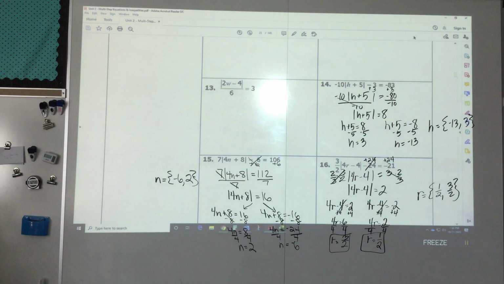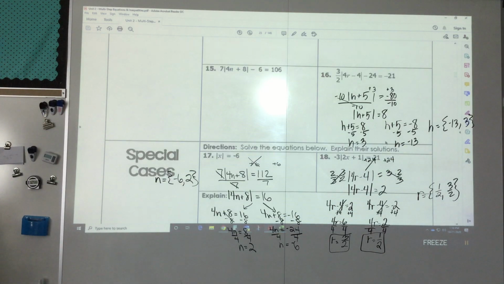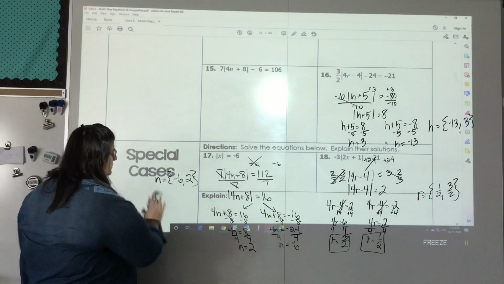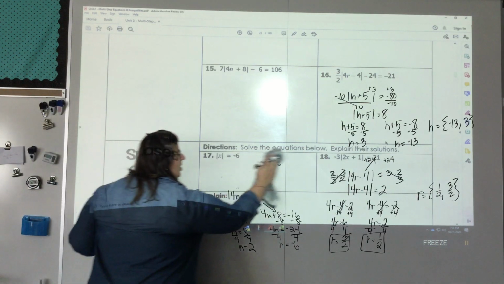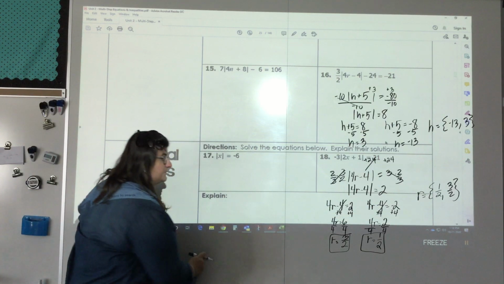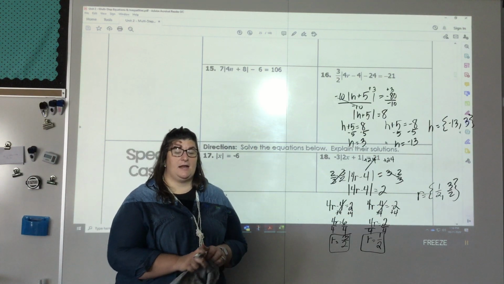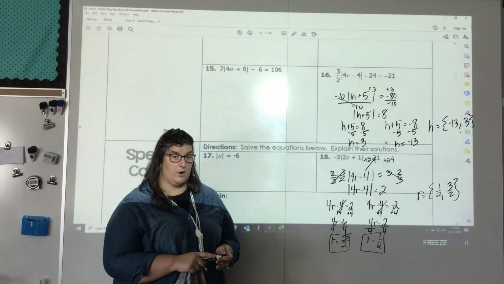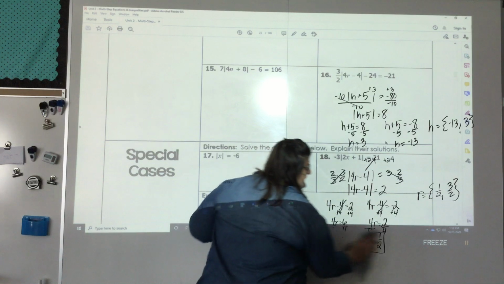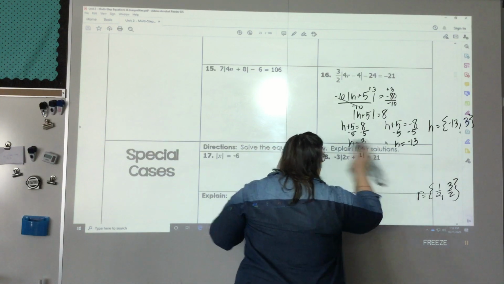Take a moment, let that process. We're going to switch to the bottom part of these notes. This is a special case. This is something that we need to be aware of. If we know the definition of absolute value, it is the distance a number is from 0, and you know that the absolute value is always positive. That's going to help you here in this case.